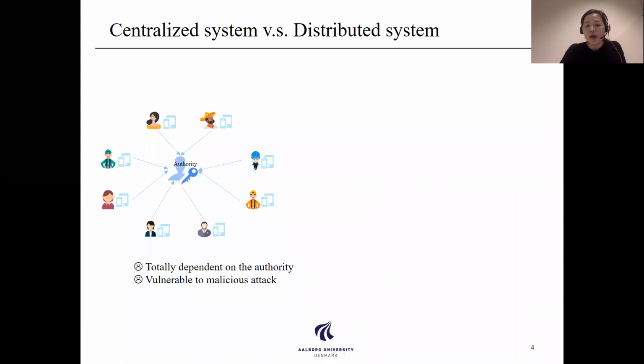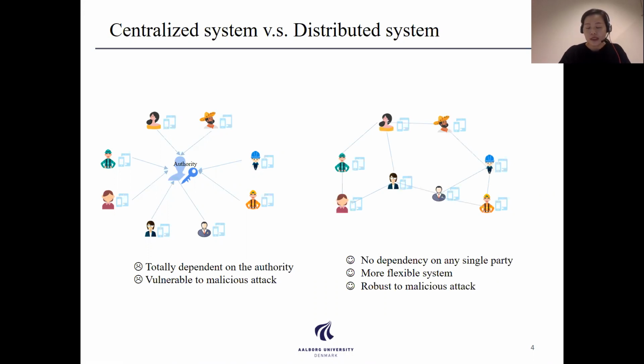So the first thing is why do we focus on distributed systems? Compared to a centralized system that is totally dependent on a centralized authority to take care of all the data collection and computation, which is very vulnerable to malicious attack. If the centralized authority is hacked, then the whole system is broken. This is why we have distributed systems, where we allow each participant to contribute equally, and even though one or two parties drop out, the whole system can still function properly.